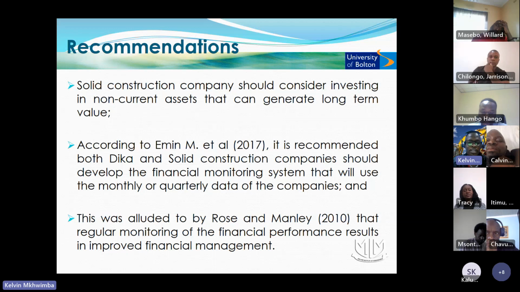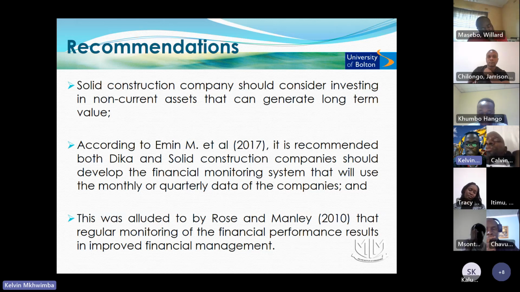So this is alluded to by Eminem in 2017, who recommends to the 2 companies, DICA and Solid, that even though that is being done, they need also to consider developing financial monitoring systems, because at the end of the day, they want to monitor and quantify the data throughout periods, quarters, and years.